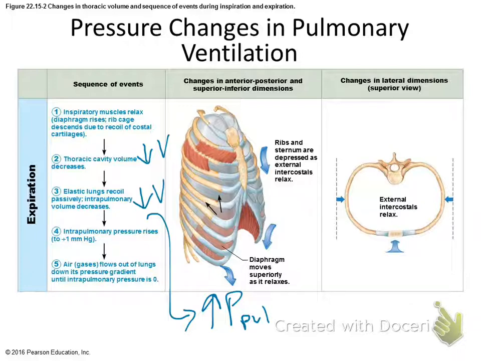If we were to do a forced exhale, well, then we'd need to get the thoracic cavity and the lungs even smaller. So we could increase the pressure that much more to get even more air out. So what muscles are going to help us do that again? Abdominals and the internal intercostals. And will they relax or contract? They will contract.